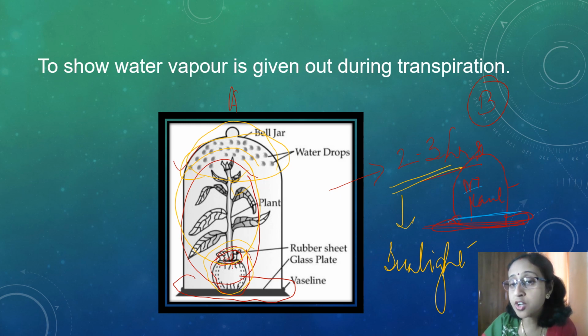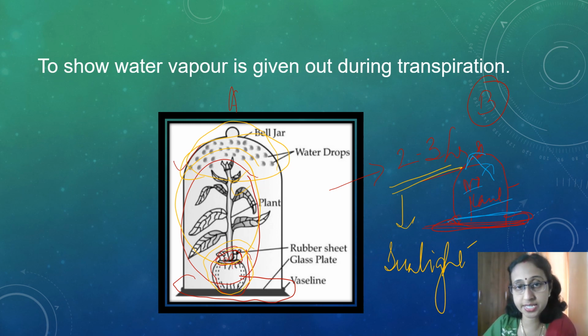So where no plant was kept, this bell jar was kept in similar conditions for 2 to 3 hours under sunlight. But no evaporation happened here because there is no plant. Nothing to evaporate, or no transpiration can happen here as there is no plant inside. So it is proved that water vapor is given out during transpiration.